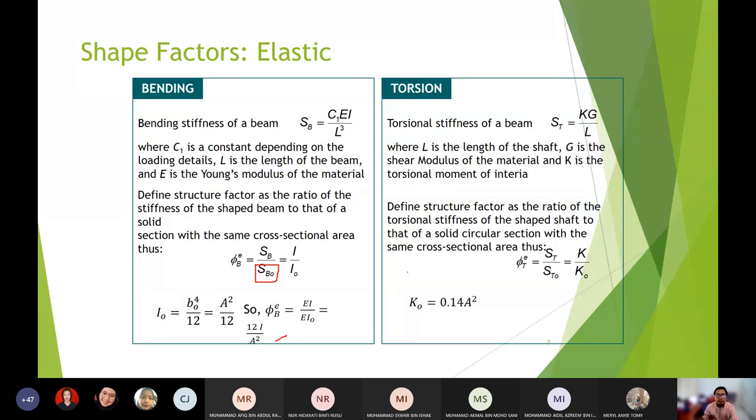So it equals K over K naught, and K naught, we know, is 0.14 a squared. How this value comes about is actually, again, we have to use the integration over the length L and the differential of area. So don't have to worry that much. It's just that the value for a solid circular section with the same cross-sectional area, in this case for torsion we use a solid circular section, is 0.14 a squared.